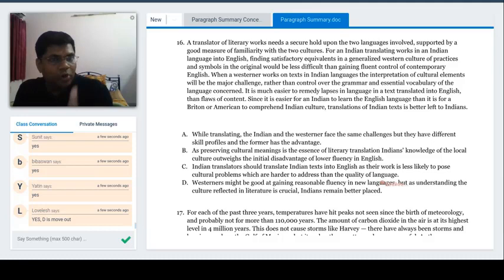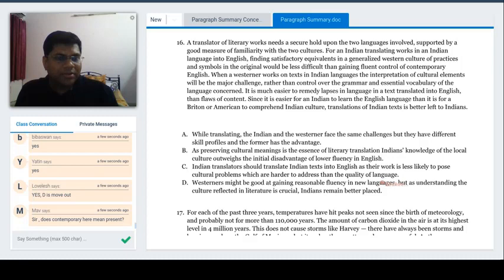Contemporary ka matlab kya hai? Present, yes. Present means jo abhi ka English, contemporary English hai. Shakespeare's English was not contemporary English.